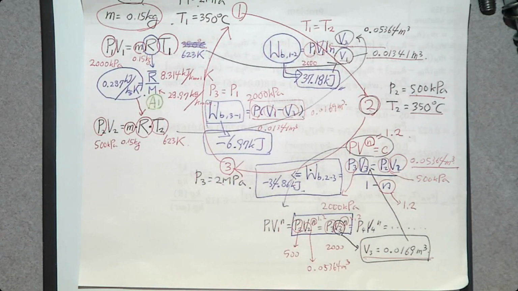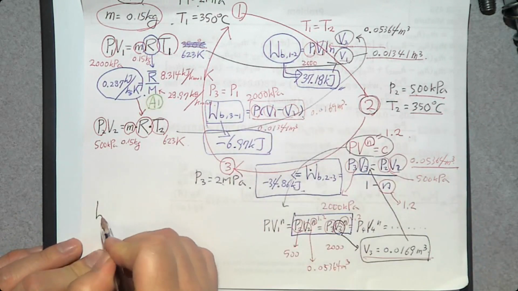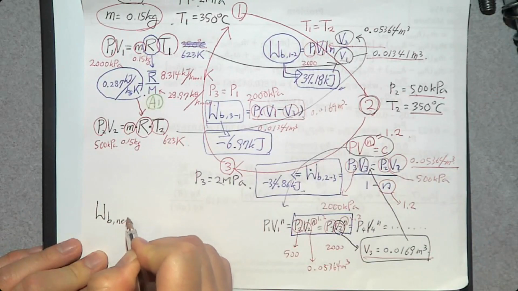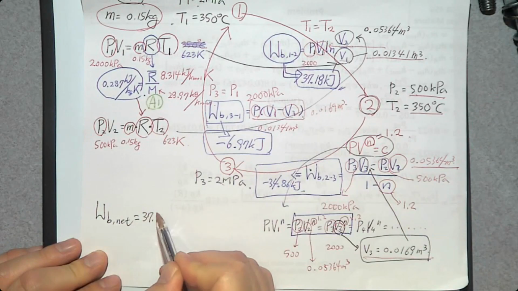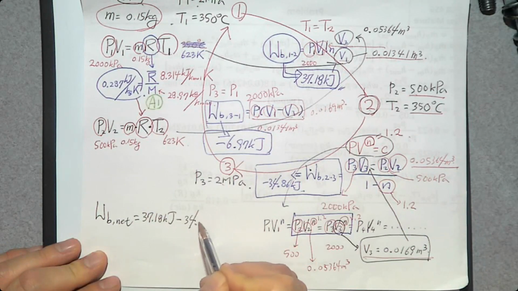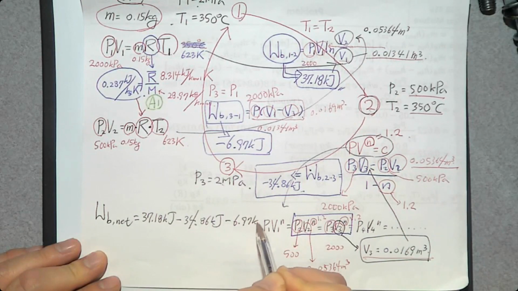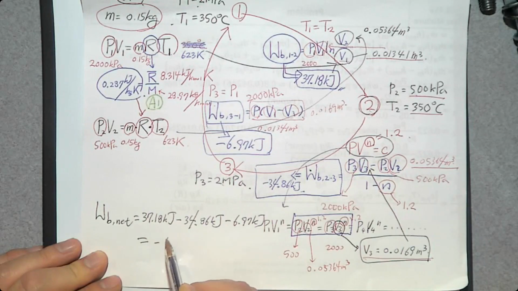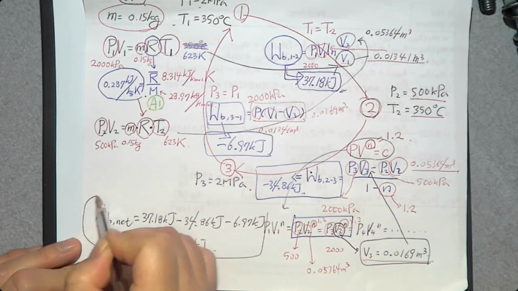So that's how you determine the moving boundary work for each process. Once you determine the moving boundary work for each process, then you can determine the net work of the cycle. So WB net is going to be the sum of these three, 37.18 kilojoule minus 34.86 kilojoule minus 6.97 kilojoule, and it's going to be minus 4.65 kilojoule.